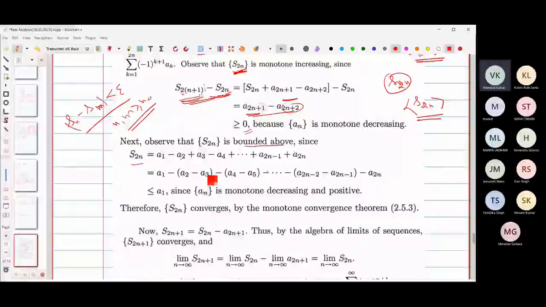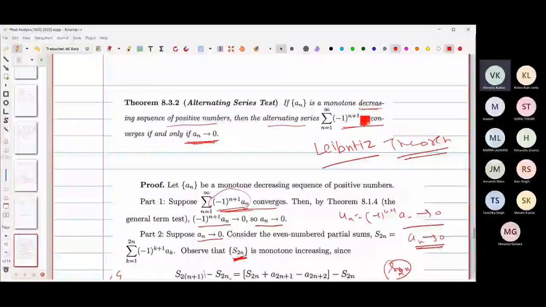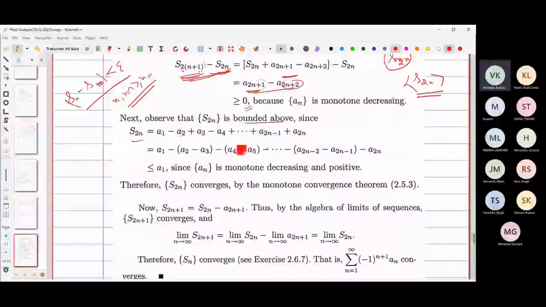A3 will be less than A2. A5 must be less than A4, because the terms are monotonic decreasing. So after all, this is positive, this is positive, this is positive, and we have a negative sign before each bracket. So all these terms are negative. So S2n will be this.